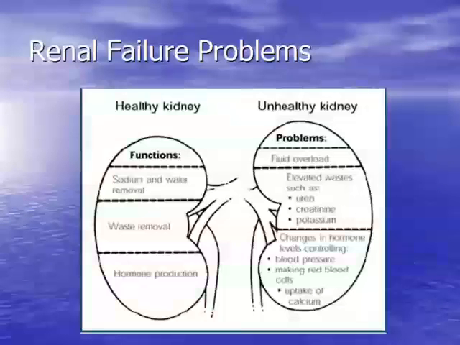Remember, the patient that is in renal failure can have problems listed on the right. That unhealthy kidney will lead to fluid overload, elevated waste products in the blood such as urea, creatinine, and potassium, and changes in hormone levels that control blood pressure, making red blood cells, and the uptake of calcium. So those will be the difficulties that those patients will face.